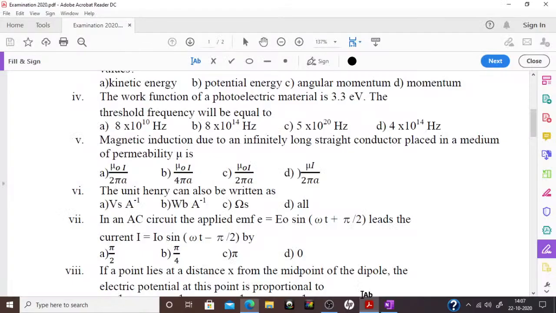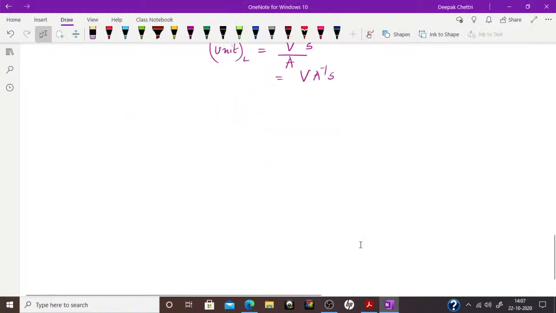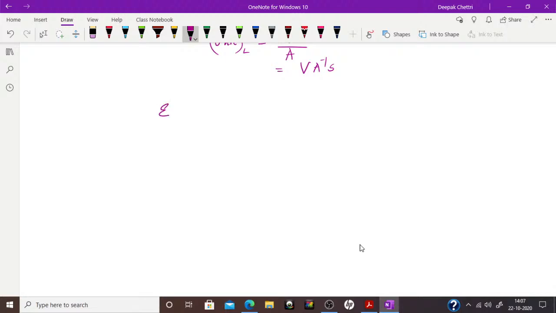Okay, next question. In an AC circuit, the applied EMF is this one and it produces a current of this one. So what will be the phase difference between these two, right? So this is from the chapter of alternating current. So the applied voltage is this one, E is equal to sine omega t plus pi by 2, and because of this you get a current in the circuit which is given by sine omega t minus pi by 2.